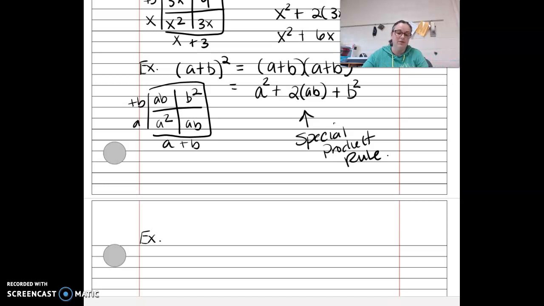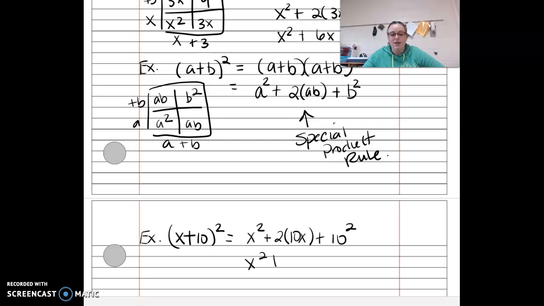For example, let's try x plus 10 squared. My special product rule says I need to take the first term and square it. Well, the first term is x, so I know I should get x squared. My middle term would be 2 of whatever a times b is. So x times 10, I need 20x's. And then I need my last term squared, which would be 10 squared. So I get x squared plus 20x plus 100. I didn't have to set up the box or anything. But this only works for the square of sums.